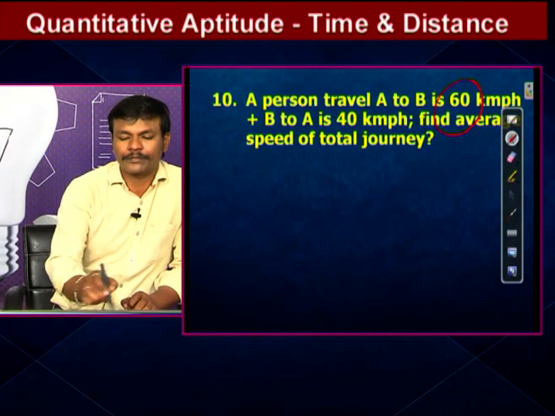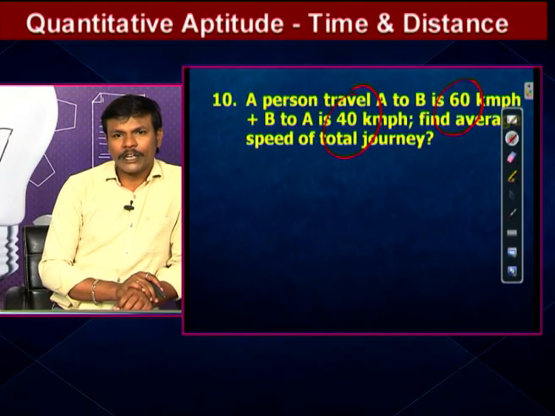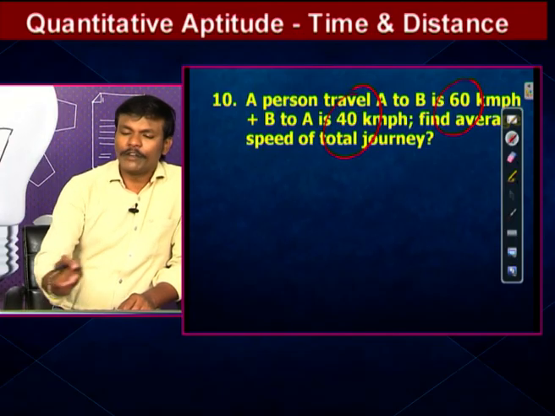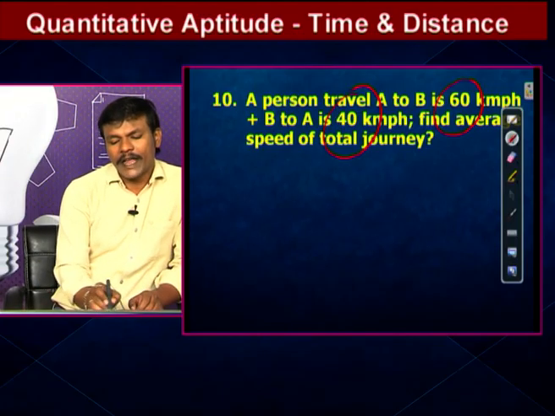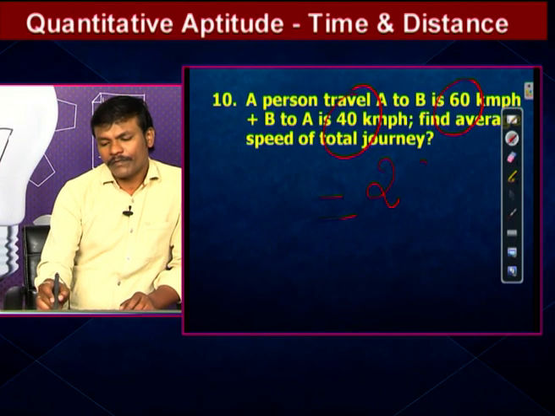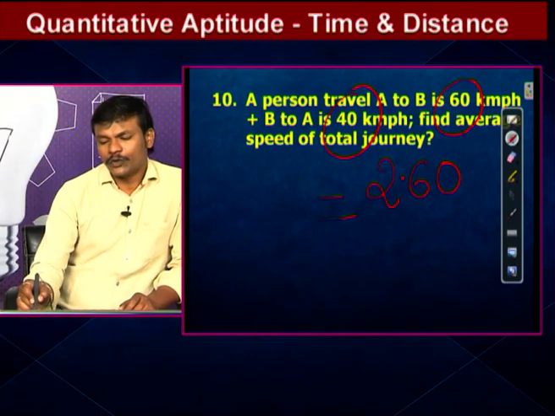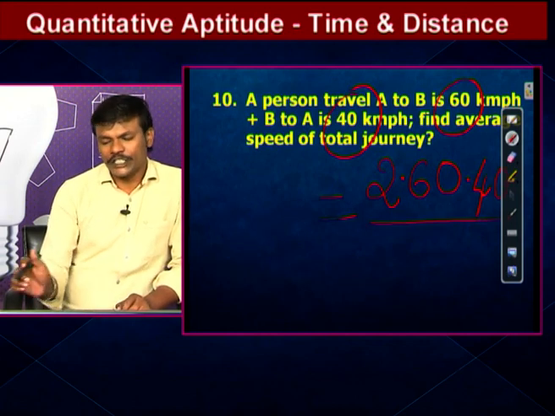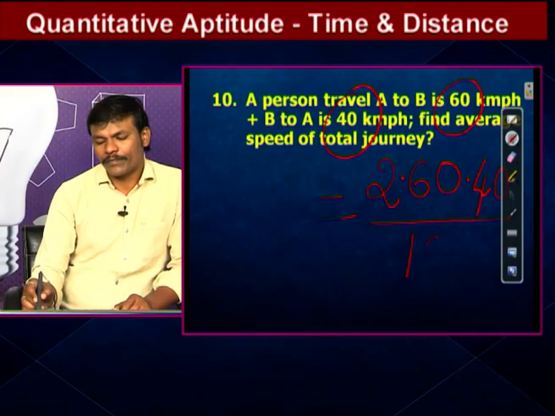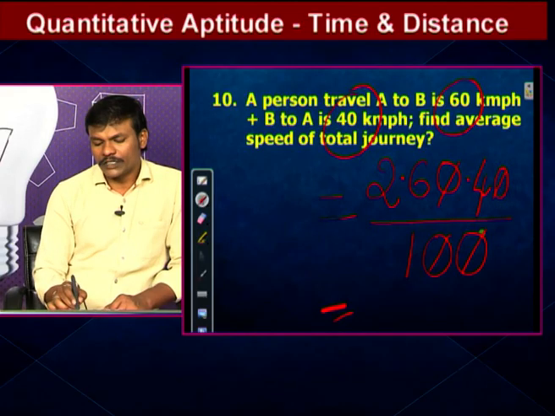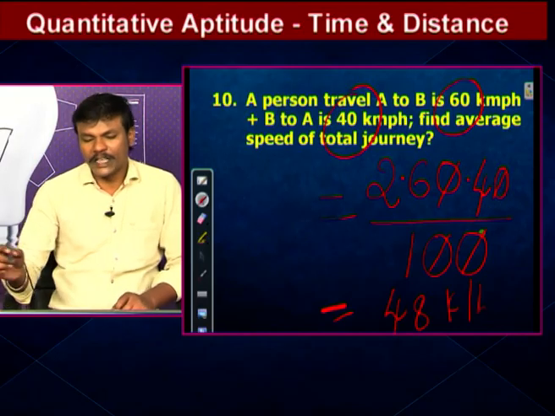That is the condition. When the person travels the equal distance, A to B is the same as B to A, so equal distance with two different speeds, 60 and 40. How many speeds do we have? Two speeds. The formula is 2 into s1 (60) into s2 (40) by s1 plus s2 (60 plus 40, which is 100). Both zeros will be cancelled. 2 sixes are 12, 12 fours are 48 kilometers per hour. This is the average speed.